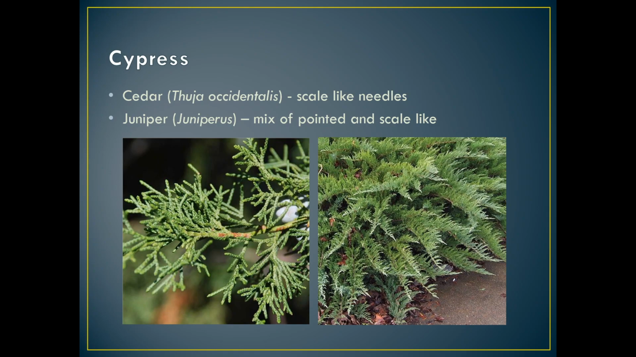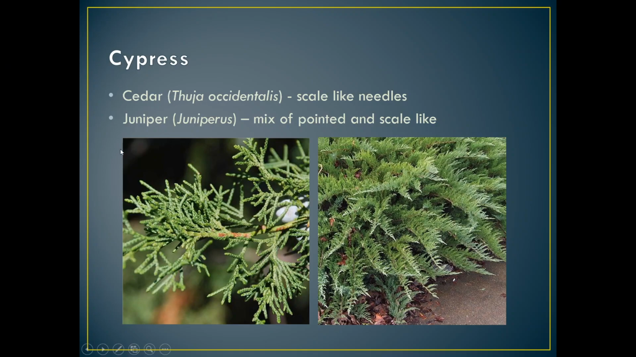The next family is the cypress family. So this includes the eastern white cedar, which is Thuja occidentalis, as well as the junipers. So this includes a couple of different juniper species as well as the eastern red cedar. The eastern red cedar actually has more in common with junipers than it does the eastern white cedar, despite having a similar common name.